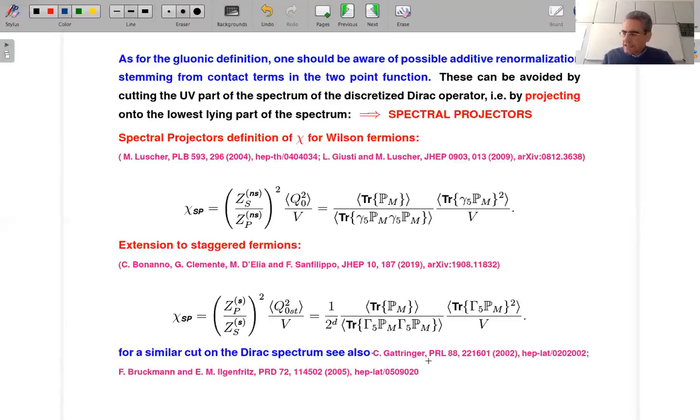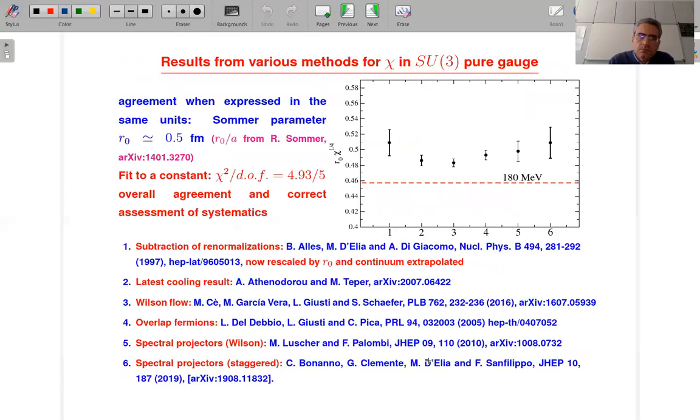So basically, I finished my review of the possible methods that you can use to define and to measure topology on the lattice. Now, what I would like to discuss now is how these methods work. So this picture that I show here, I produced it on purpose for this lecture. I made an exercise.